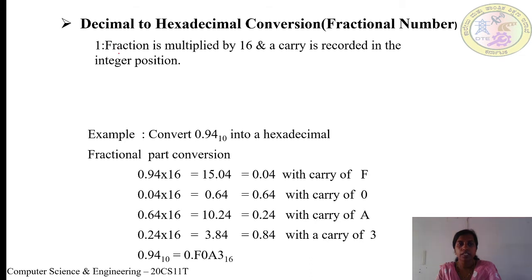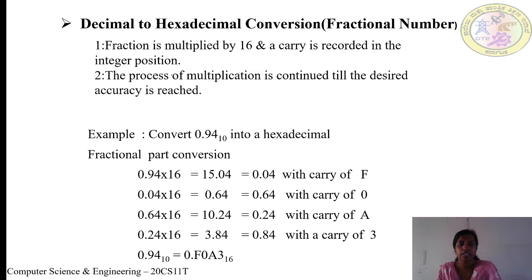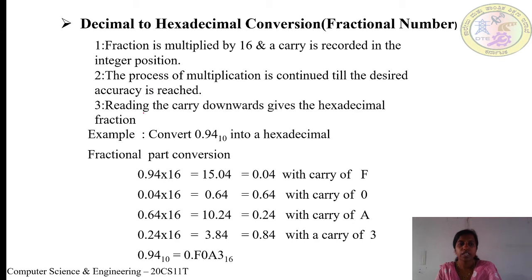If you take any fractional part, that should be multiplied by 16 and a carry should be recorded on the right hand side. Second step, the process of multiplication is continued till the desired accuracy is reached. The multiplication should be repeated until we reach the accurate value. Third step, reading the carry downwards gives the hexadecimal fraction. Whatever the carries that we have got, that should be read from top position to the bottom position.